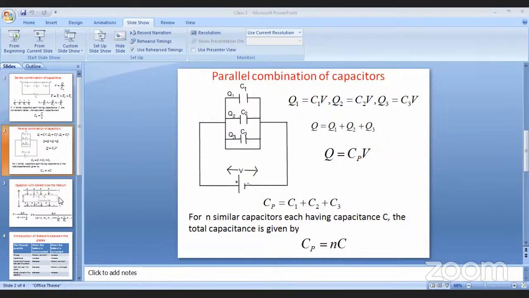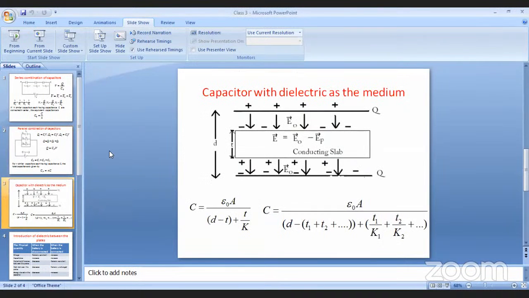And now we are moving on to the next slide. So what will happen if you place a dielectric in between the two plates of a parallel plate capacitor? What will happen? That concept we are going to discuss a little bit here.